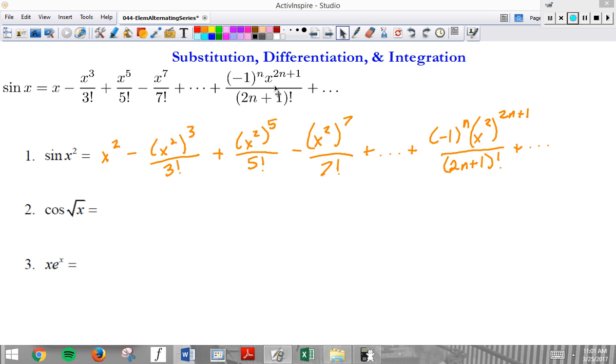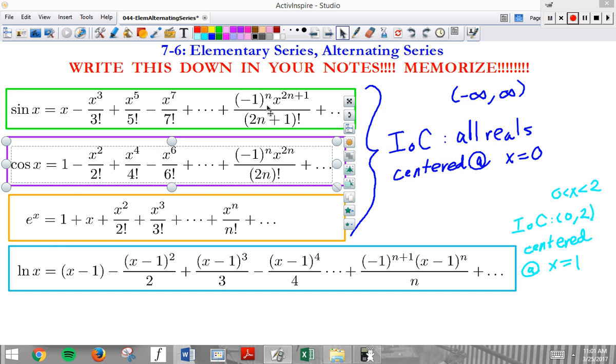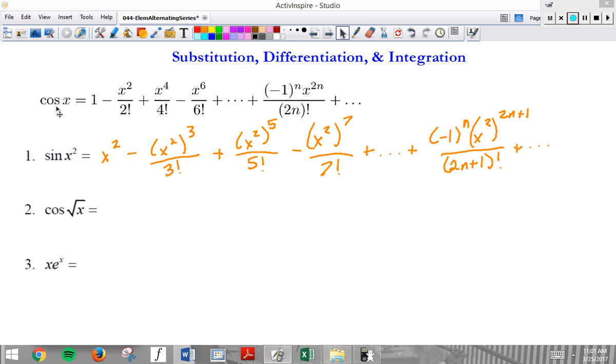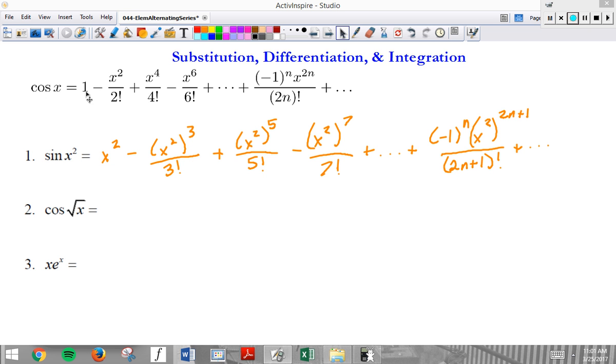Cosine of x. So again, now I'm going to be looking at replacing all of the x's with root x. Root x replaced x over here. I'm not taking the square root of every term. That's what some students think. I'm not taking the square root of the whole thing. I'm replacing the x here with root x. Every x I see gets replaced with root x.